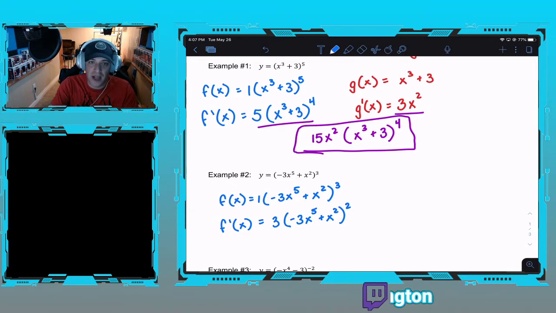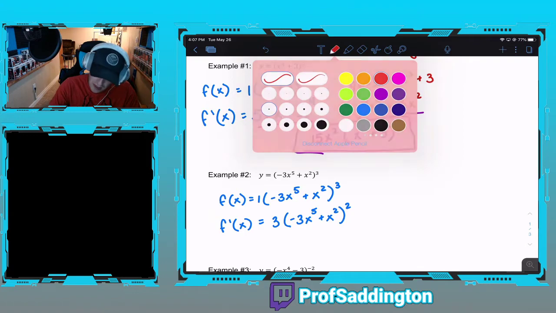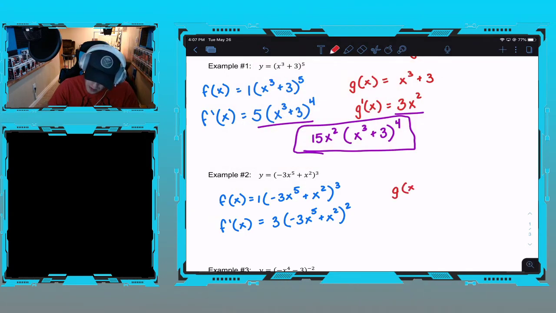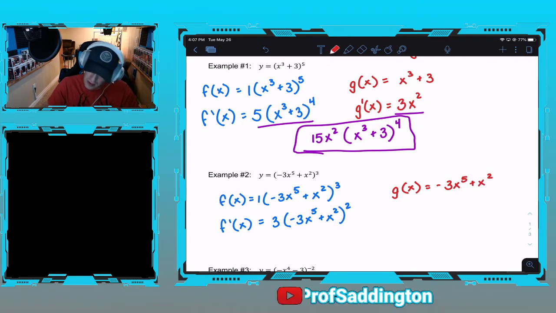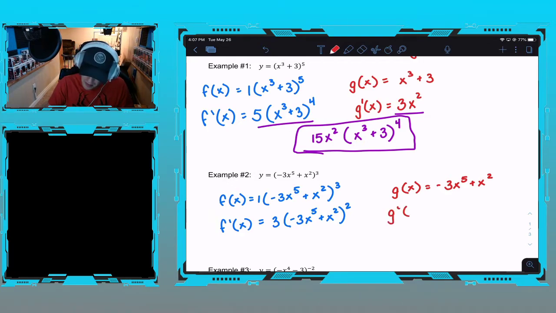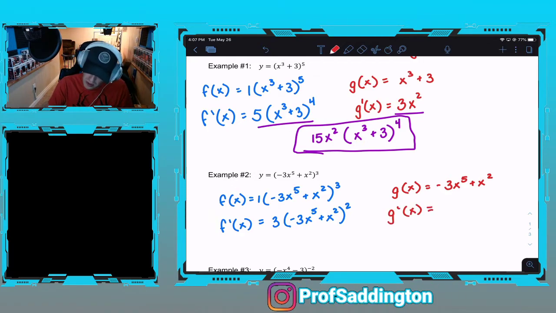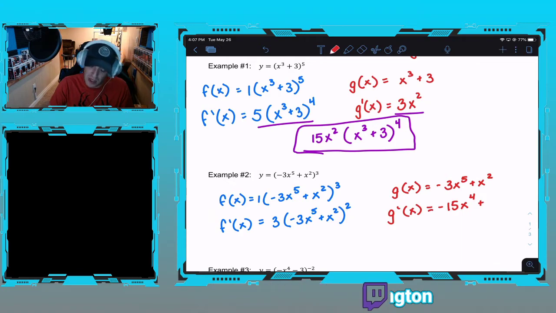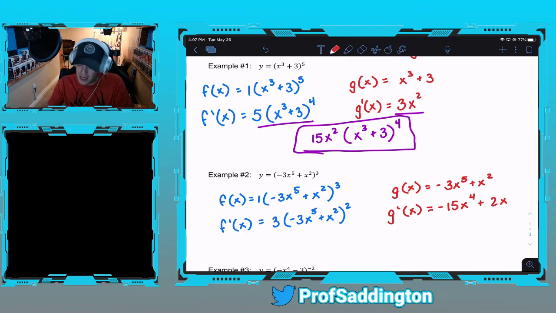Now that I got that, I got to do the derivative for g of x. So g of x is the inside. So now I just have to do the derivative for those. So g prime of x would be equivalent to negative 15x. We're subtracting 1 away to the 4th. Plus, I'm going to bring the 2 out front, so I'm going to have 2x, and I'm going to subtract 1 away.